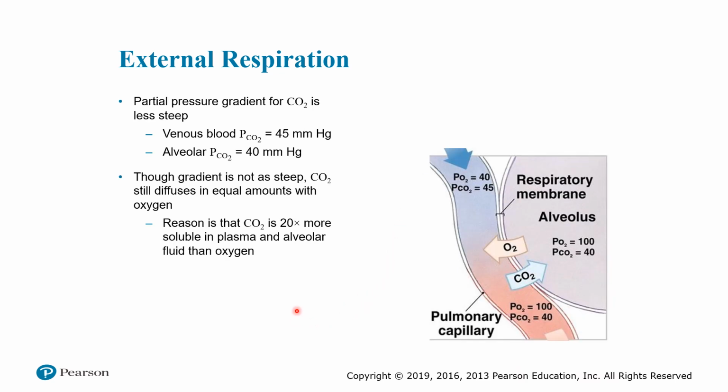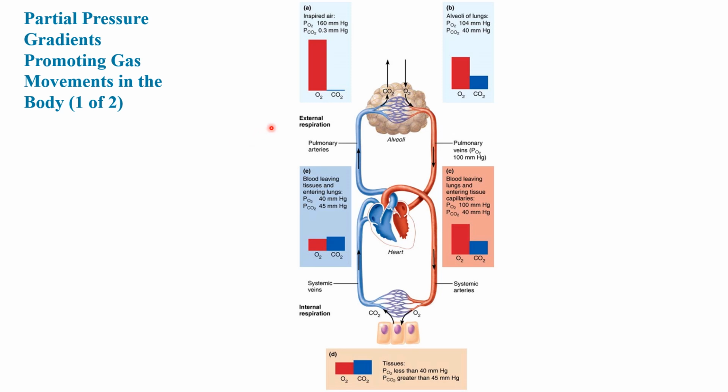So the same point I already said, that carbon dioxide, because it is 20 times more soluble in plasma and alveolar fluid than oxygen, is why this small pressure gradient is enough for the movement of the carbon dioxide from this side to this side. Let's go over this figure.